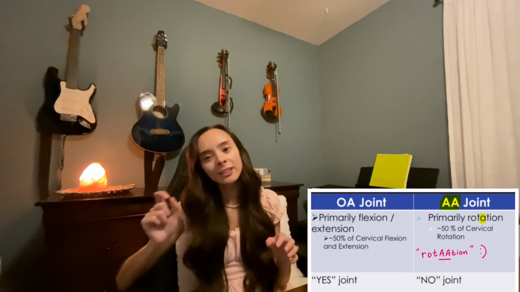Now with AA, there's no side bending. Technically there's a little, but we ignore it because it mainly just does rotation. The way I remember AA does rotation is to think of a long A, so rotation is done by the AA. Versus OA, which is mainly flexion and extension. So OA is your yes joint, AA is your no joint, doing rotation. Hopefully you don't forget that now that I said that like 4 times.